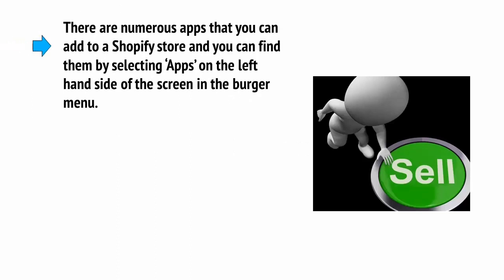If you want to add extra functionality to your site, you can start adding apps as well, which work just like WordPress plugins to enhance the features of your store. There are numerous apps that you can add to a Shopify store, and you can find them by selecting Apps on the left-hand side of the screen in the burger menu.